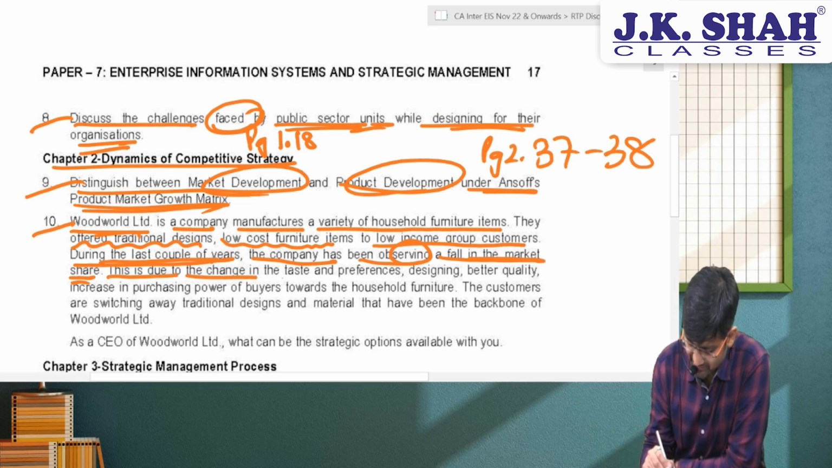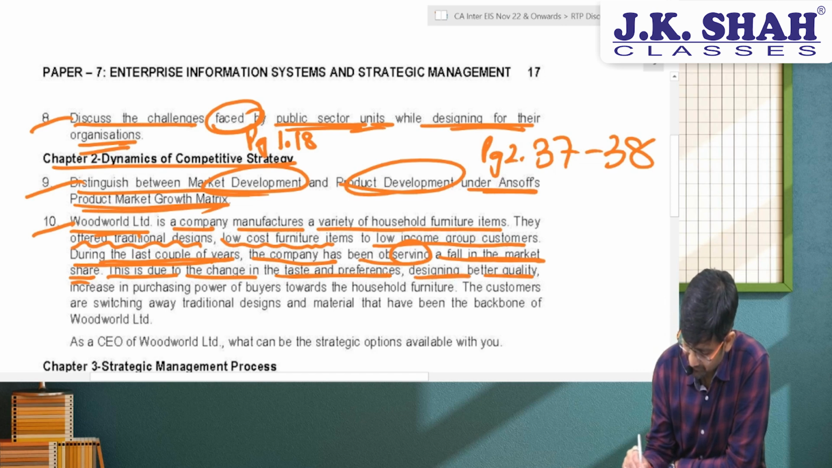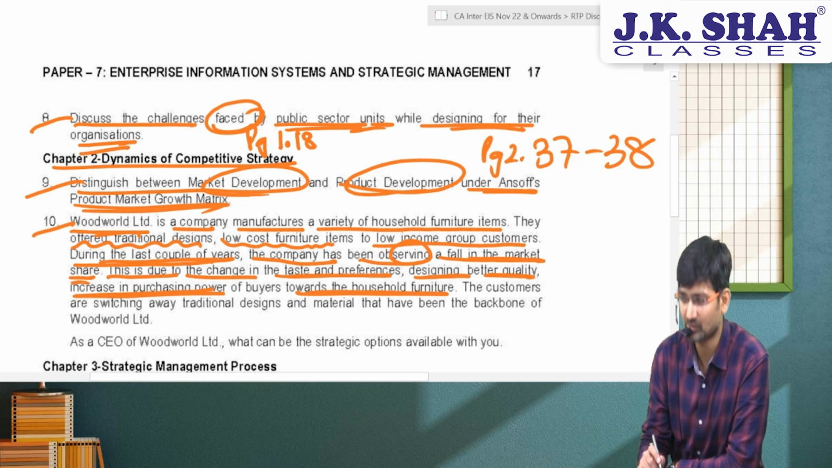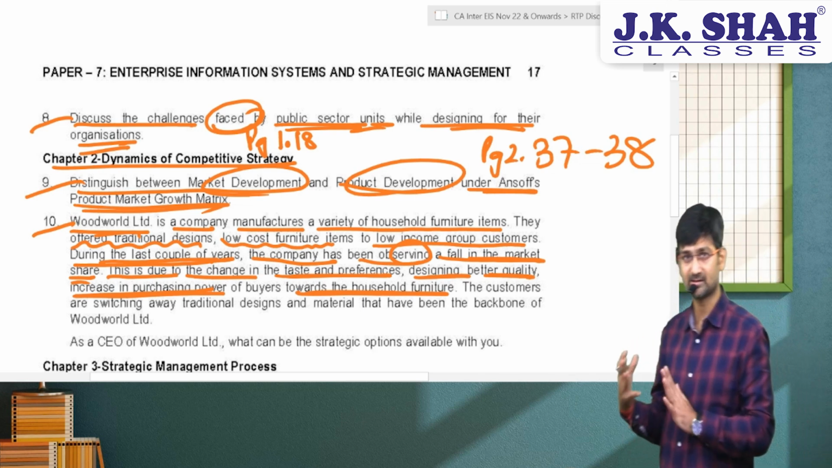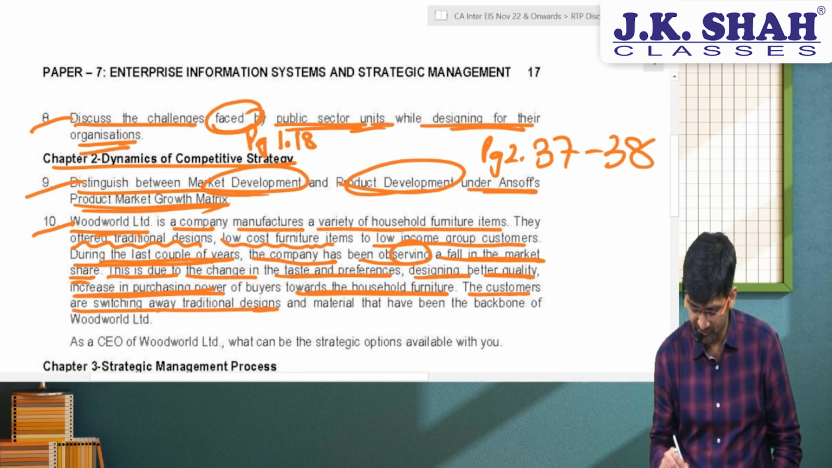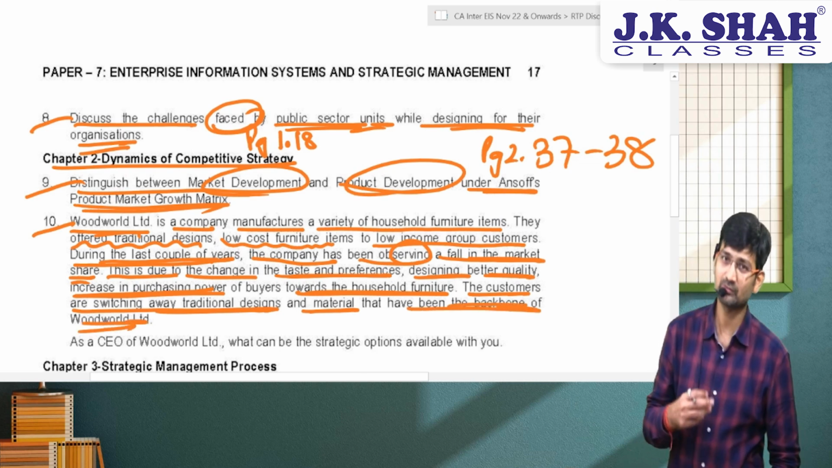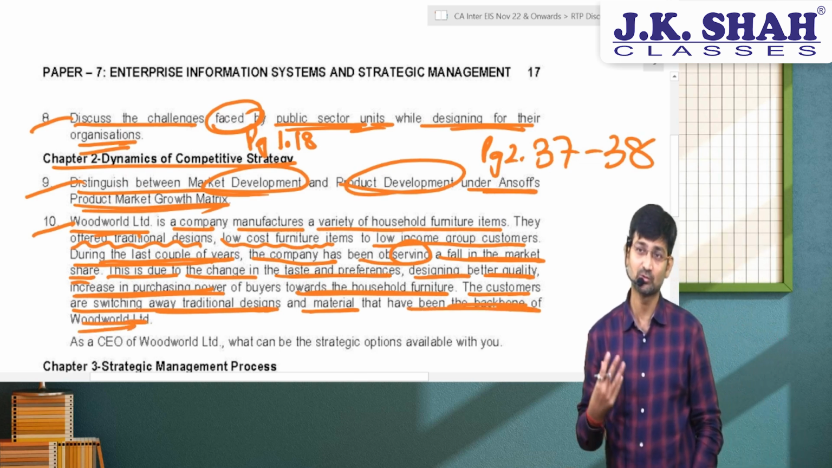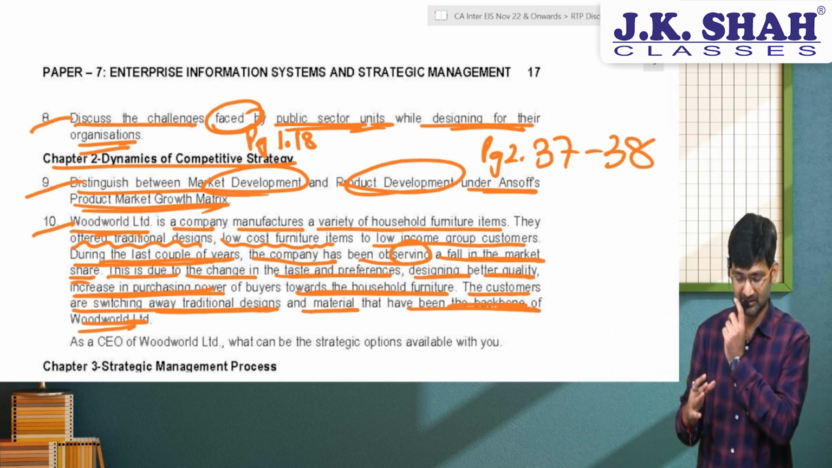This is due to the change in the taste and preferences of the people: better quality designs and an increase in purchasing power towards household furniture. So now people are looking for higher end or mid range products. They're not looking for low end traditional products. The customers are switching away from traditional designs and material that was the backbone of Woodworld Limited. So the key point on the basis of which you were selling is something the customers have now become indifferent towards. They're not liking your product anymore.